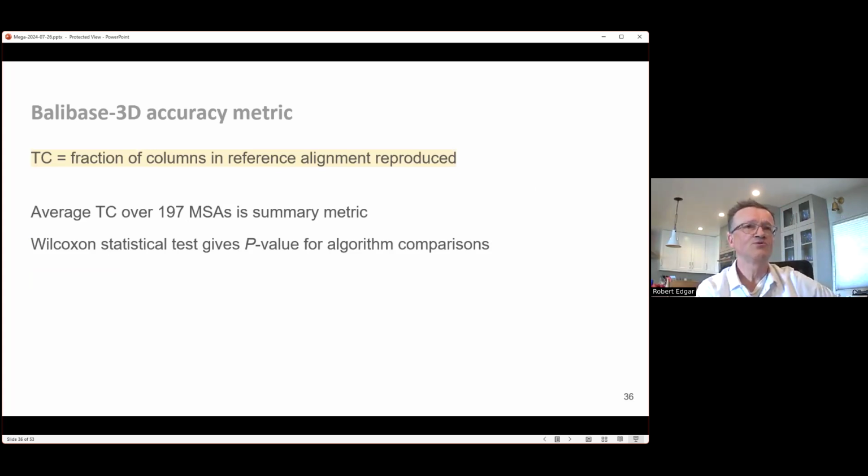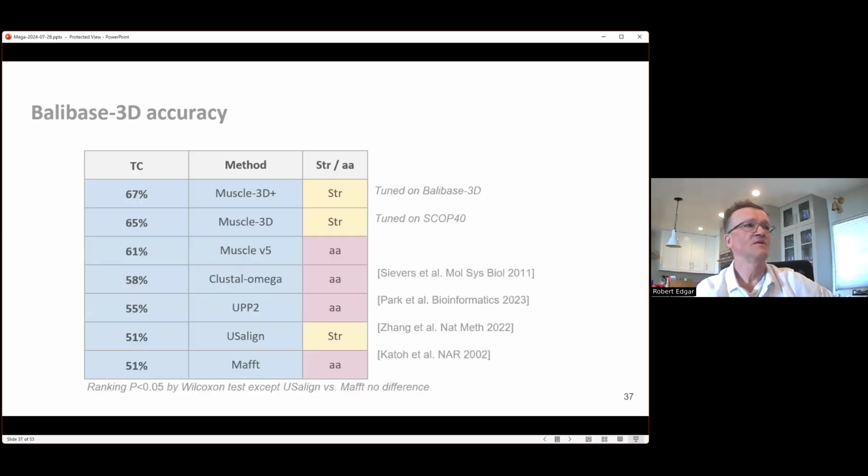The accuracy metric is the same as the original, which is the fraction of columns in the reference alignment that are reproduced by the tested algorithm. You can summarize the accuracy as the average TC over the data sets. And then there's a statistical test to give you a p-value to ask if there's a significant difference between algorithms, which they don't necessarily have just because the TC is higher or lower.